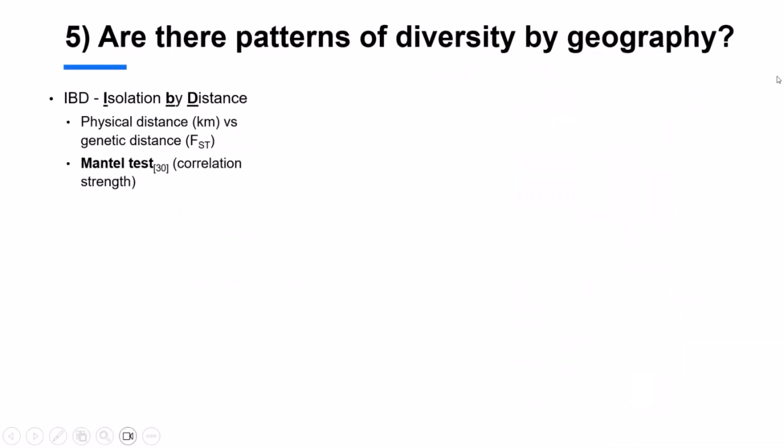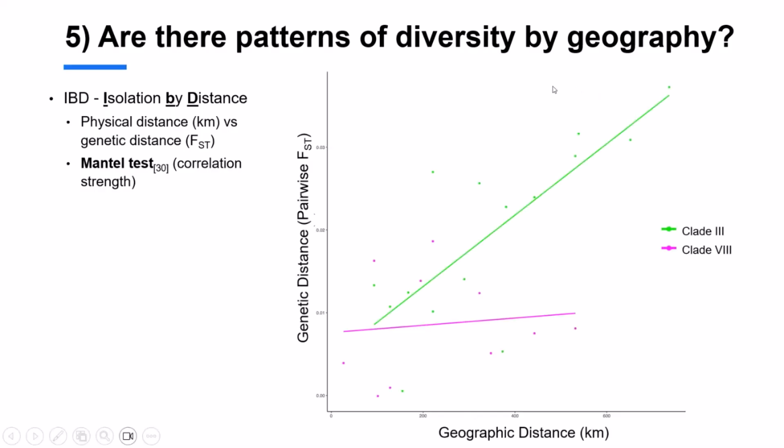Now that we know levels of FST, we can answer the question of if these patterns are being driven according to geography. And to do that, we'll examine an isolation by distance framework. So as a reminder, isolation by distance plots physical distance in kilometers against genetic distance, here represented by FST. And the strength of that correlation was tested with a Mantel test. And here are what the results of that analysis look like.